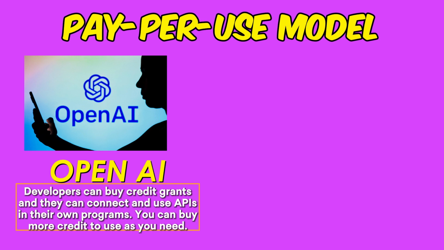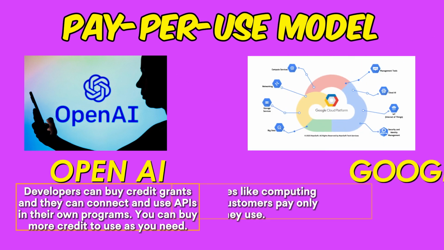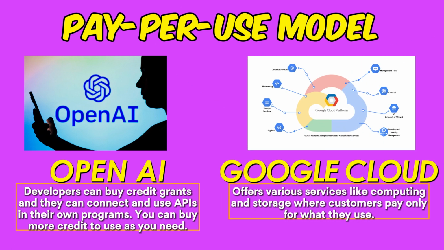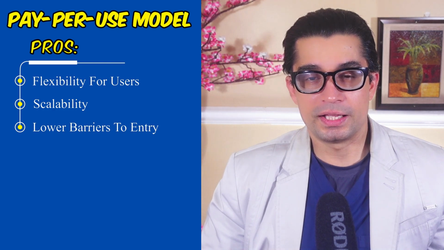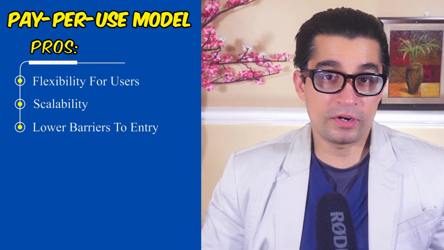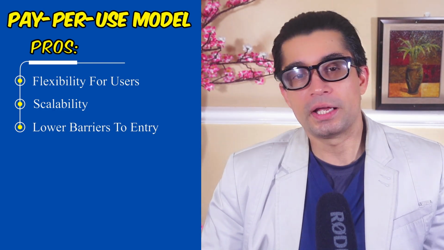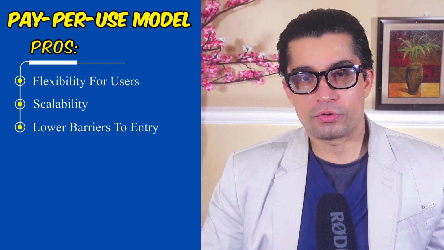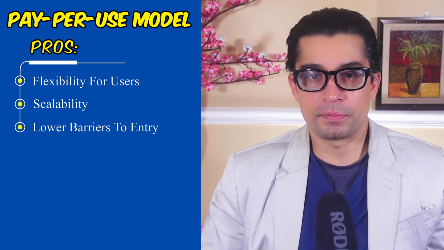And you can buy more credit to use as you need. Google Cloud Platform offers various services like computing and storage where customers pay only for what they use. Now the pros: flexibility for users, of course. This is attractive to customers who prefer paying for the actual usage, right? Then scalability. So revenue scales with customer usage.